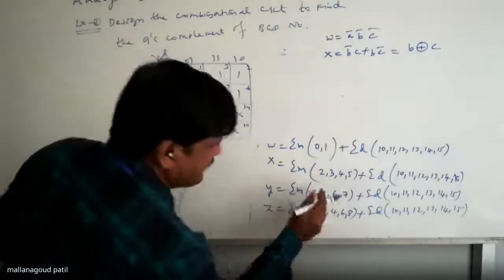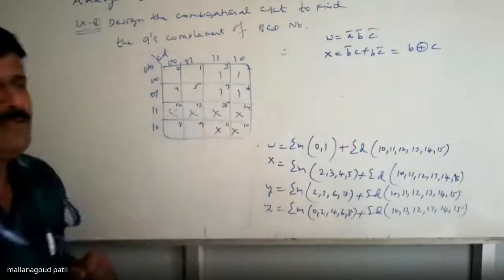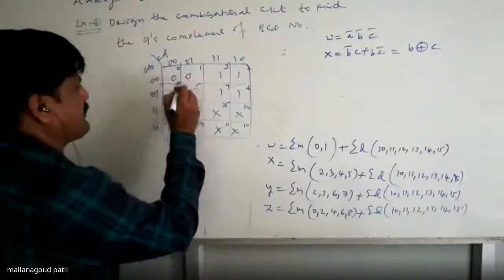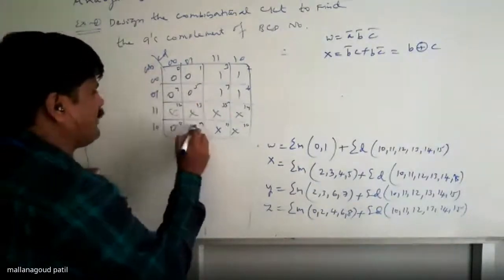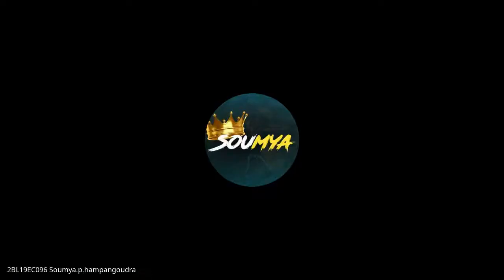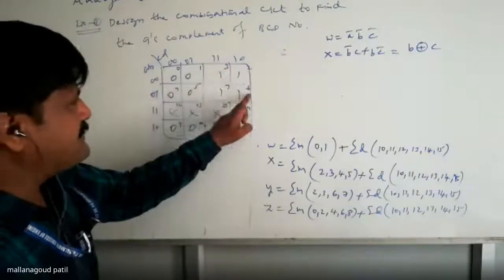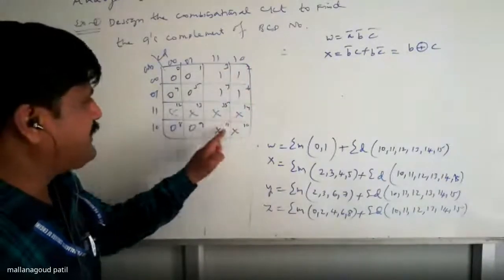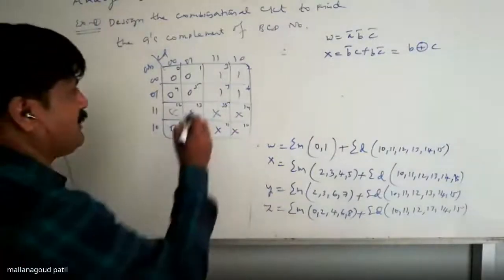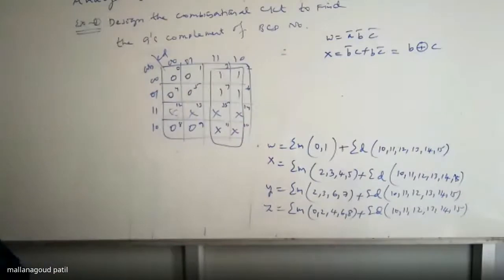Then how many ones are there? 2, 3, 6, 7. Then the rest of the cells you have written as 0. Then grouping of 16 is possible here? No, sir. 8 is possible here? Yes, sir. Cell numbers 2, 3, 6, 7, 14, 15, 10, 11. Group of 8 is possible here.